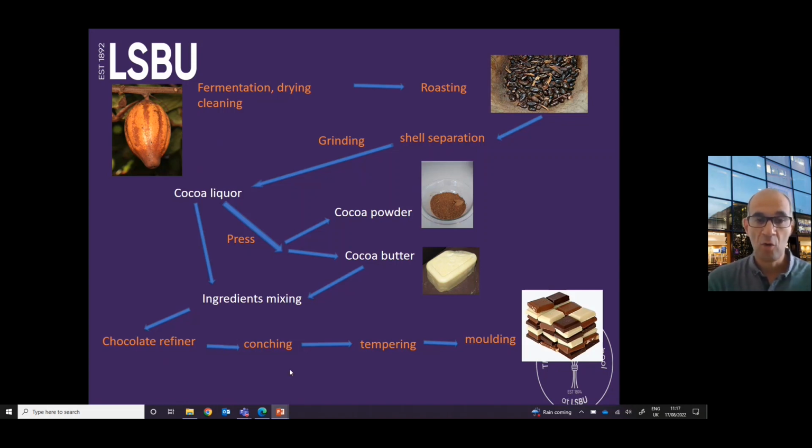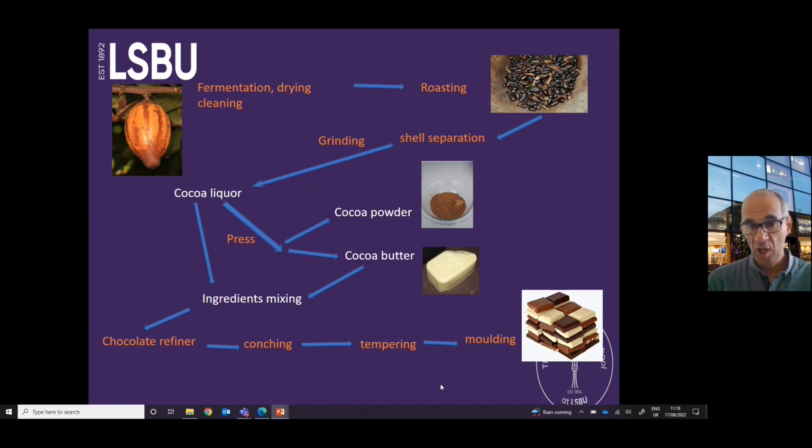Then we have a stage which is conching, where the product is mixed for several hours, exposed to the atmosphere. So that allows the viscosity to change, and also some of the off flavor to go into the atmosphere. And an important stage here is tempering. We are crystallizing the fat which is present in the chocolate, in the cocoa butter, and that's one of the elements we will be looking at during this presentation.